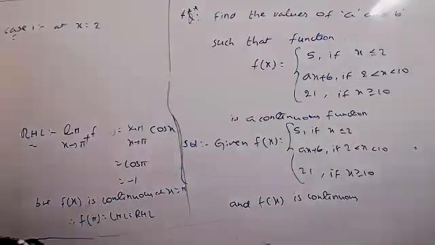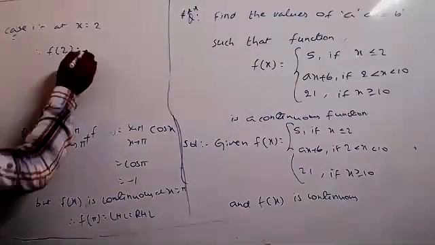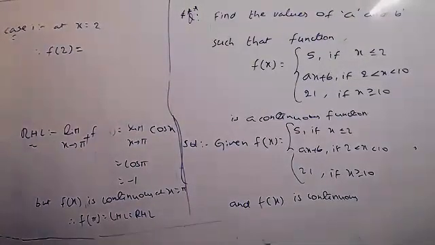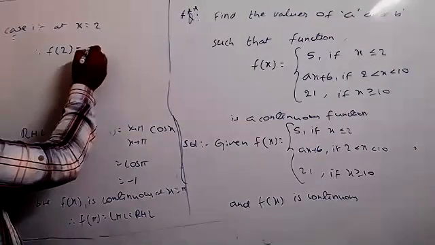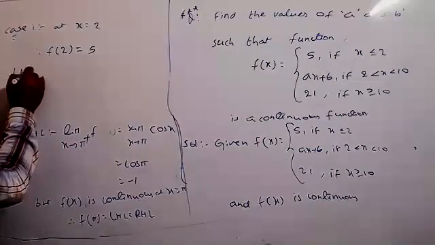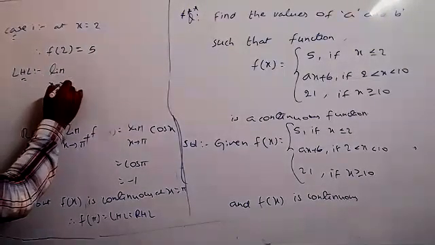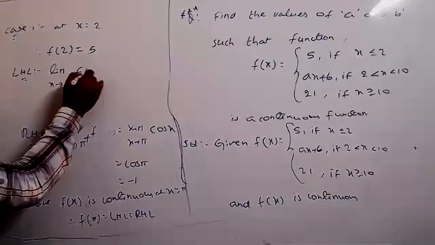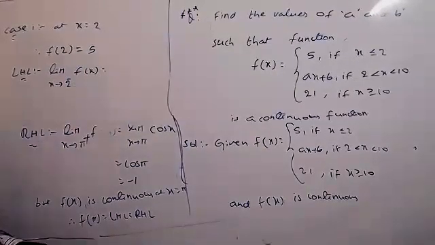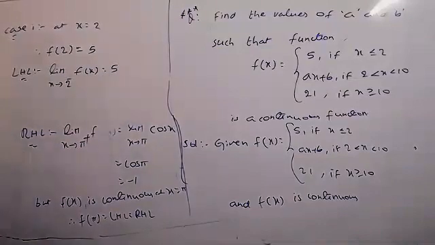The values of a and b. So you can write clearly that f of 2 equal to 5. When you take x equal to 2, the value is 5. Next you can find the LHL value. Limit x tends to 2 minus f of x: when the value of x is less than 2, this value is also clearly 5 only.